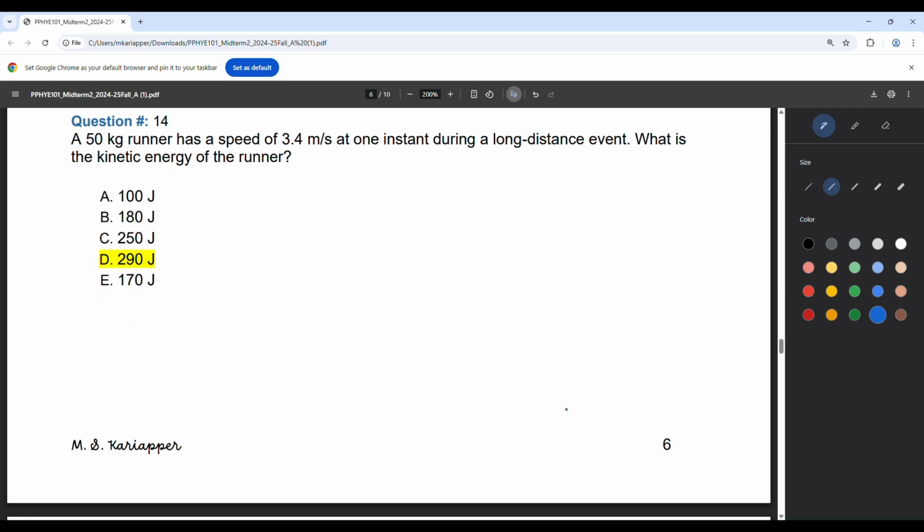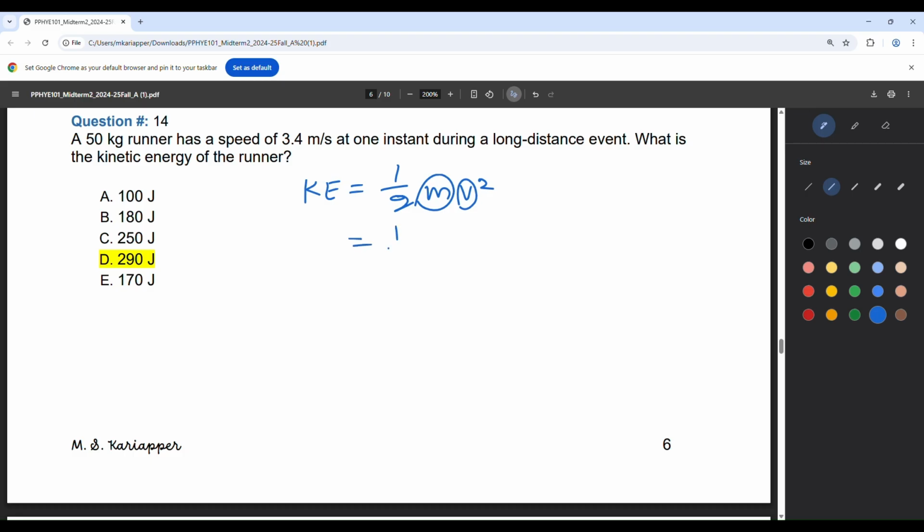Number 14. Another straightforward question. Chapter 5, what we learn after we learn the work done by a constant force, we learn what is the kinetic energy. So you need to remember the equation for kinetic energy. Even if you forget, you can just quickly look at the formula sheet and you will see it is equal to half mv squared. This question gives us the mass, gives us the velocity, substitute, you get the kinetic energy. Straightforward question. Just substitute and get the answer.